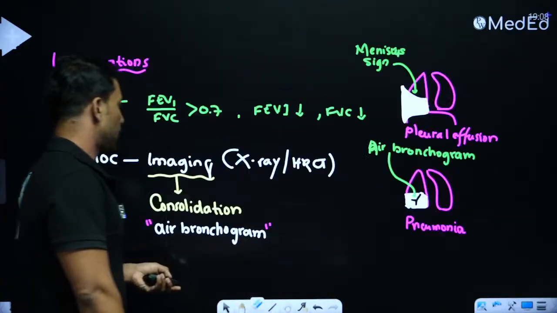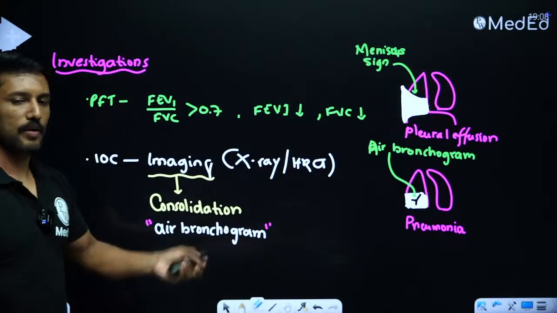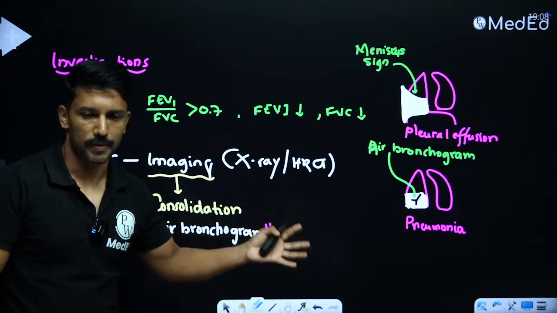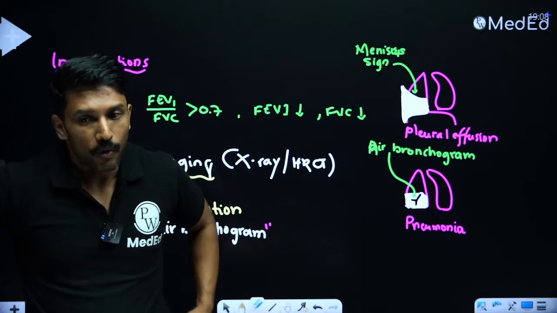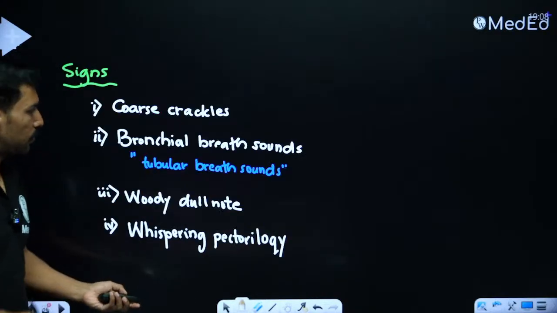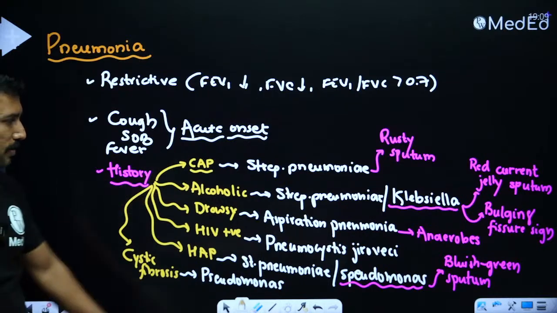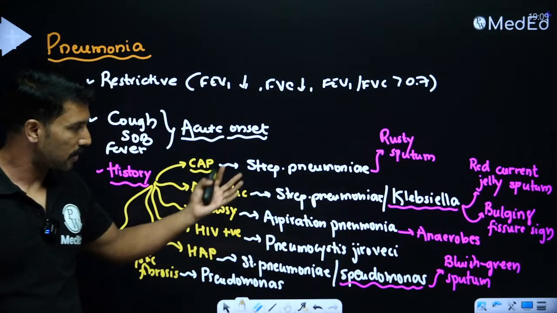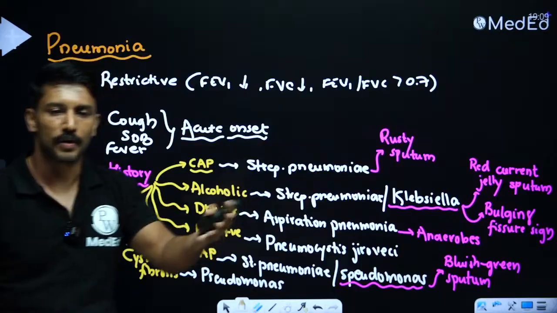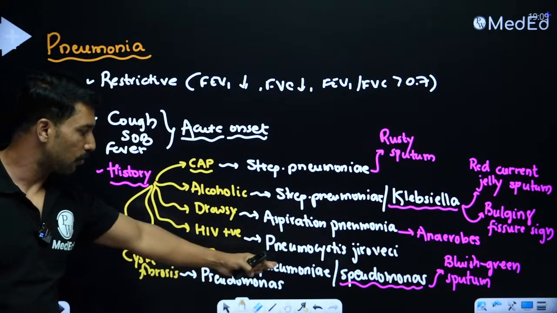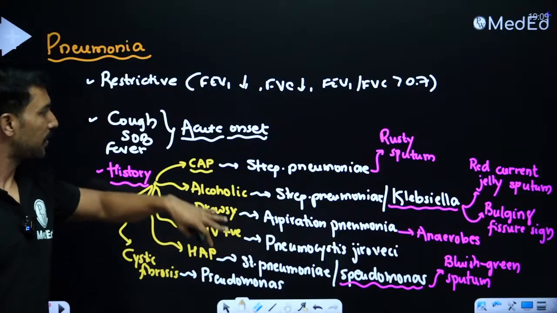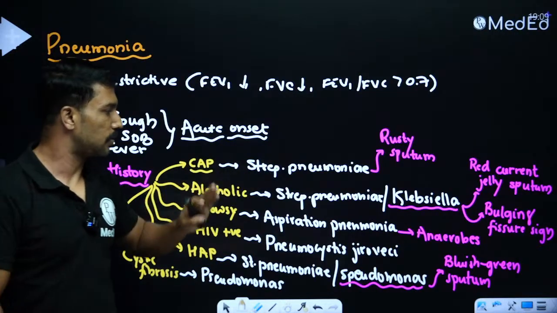The main thing I want you to remember is the consolidation and air bronchogram. Once you know it is a case of pneumonia, the examiner may ask further, what is the most likely organism? Based on the context, if he's talking about alcoholism, think of Klebsiella, or if he's already given the clue of red currant jelly sputum, think of Klebsiella. If he's talking about hospital acquired pneumonia, think about Pseudomonas. If he's talking about community acquired, think about Streptococcus pneumoniae.